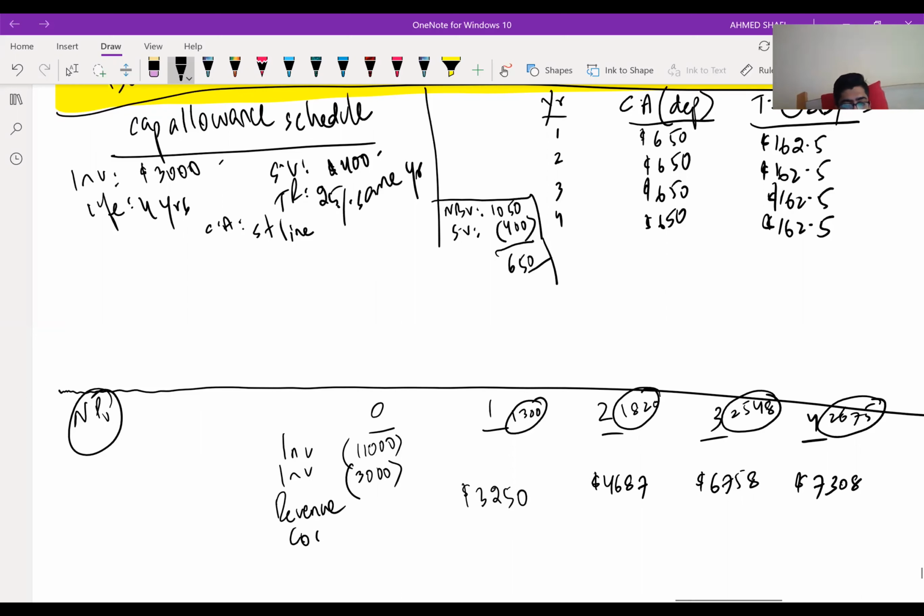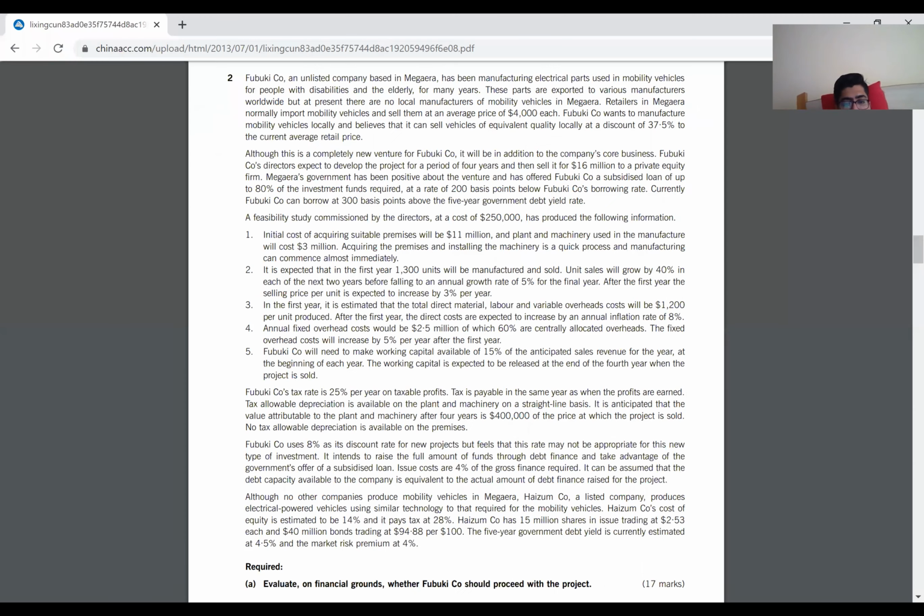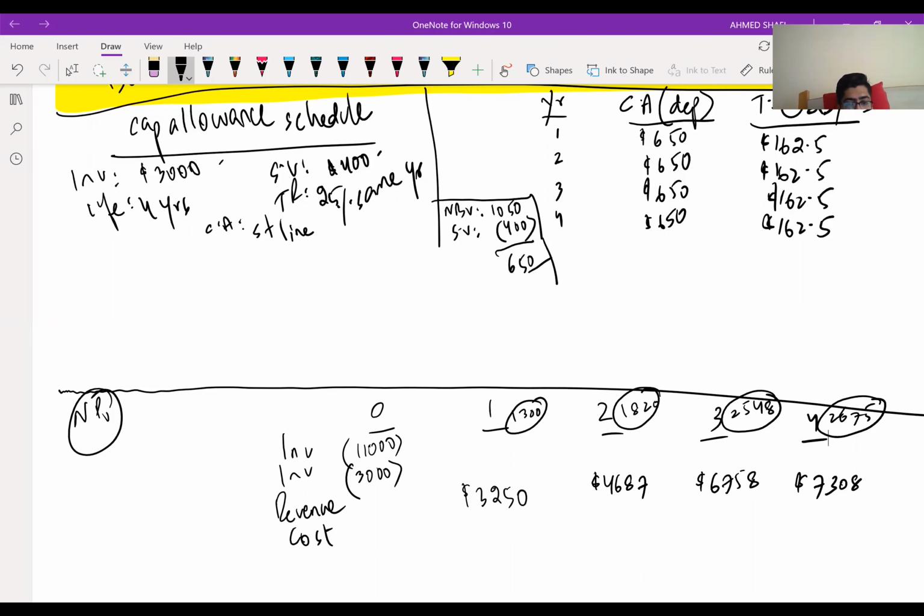Okay, cost 1,200 in first year and increasing by 8%. So 1,200 in first year, multiply by 1,300 units, 1,560, increasing by 8%, multiply by units, 2,359, 3,566, 4,044.